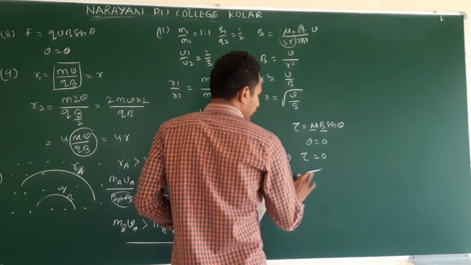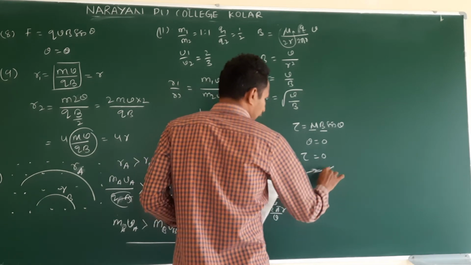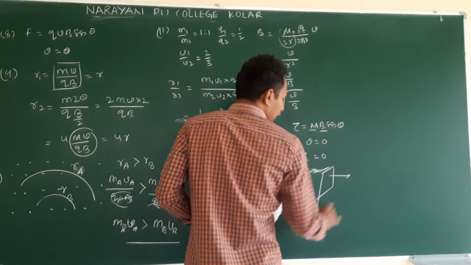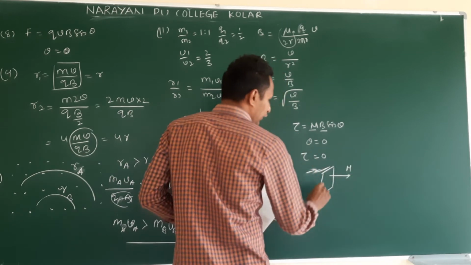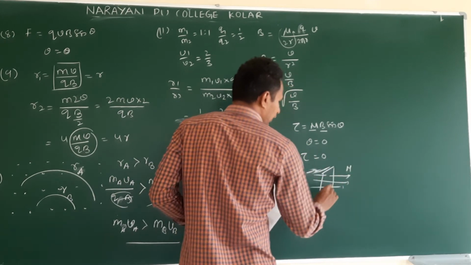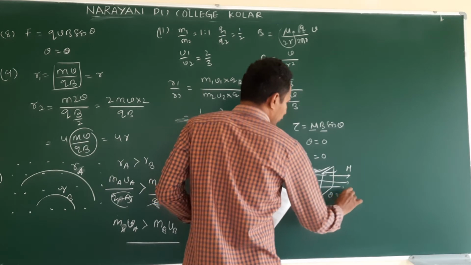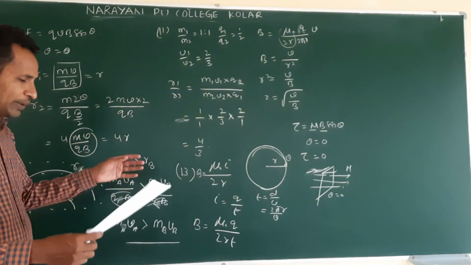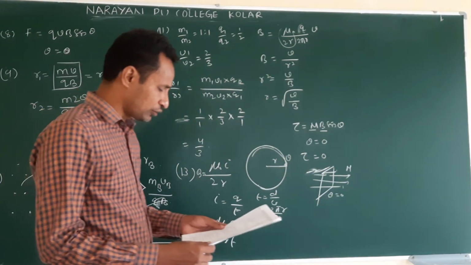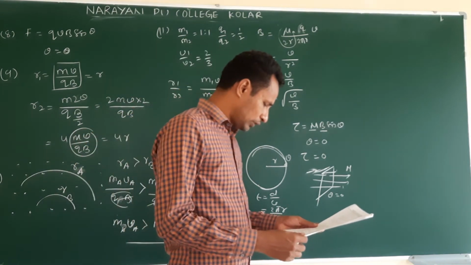If this is the plane, this is the magnetic moment vector. If the field is applied perpendicular to the plane, what is the angle? Theta is equal to 0. The same procedure will be taken for the 15th option. Clear? 17 is option 2.